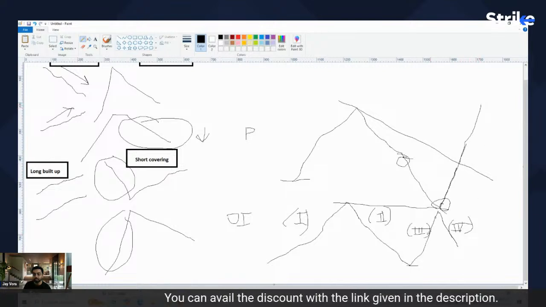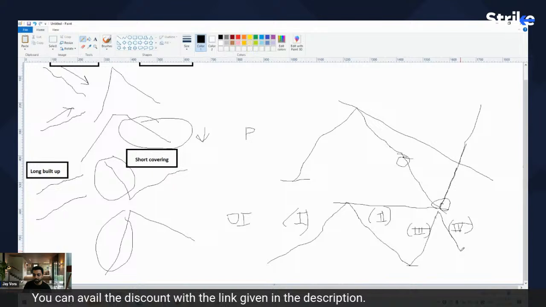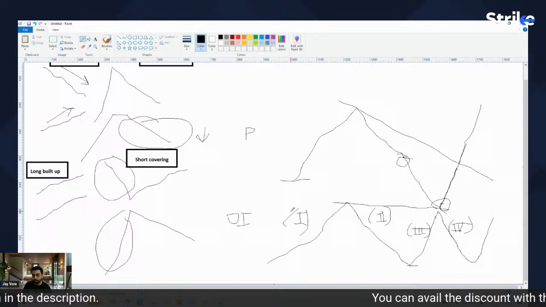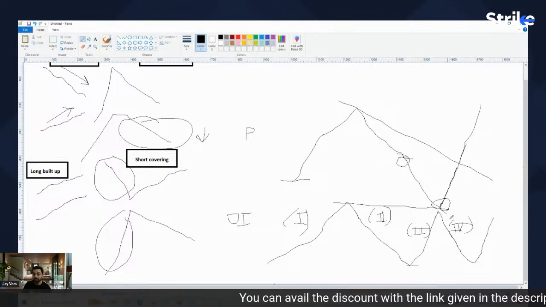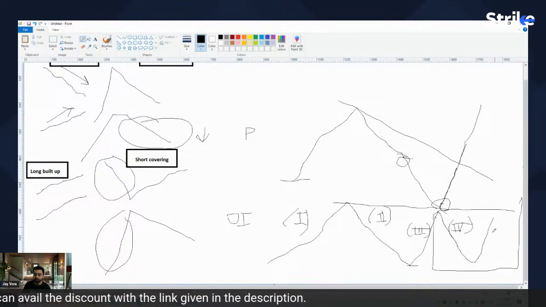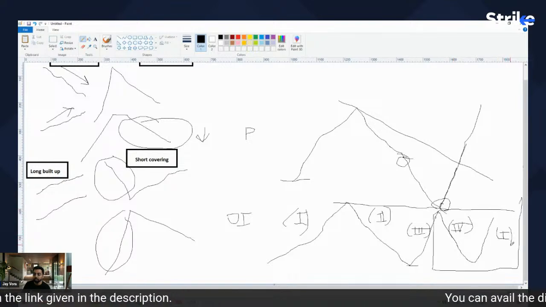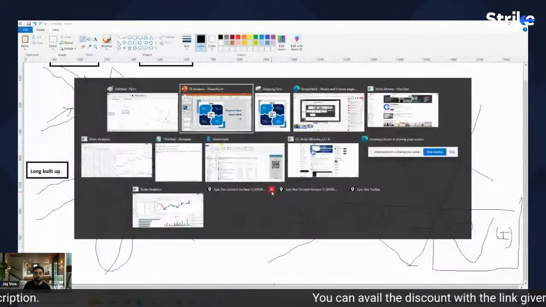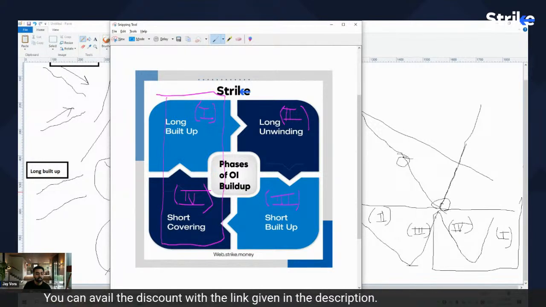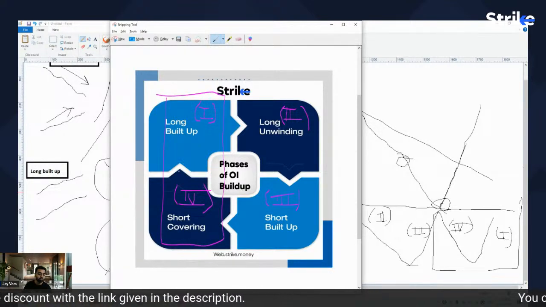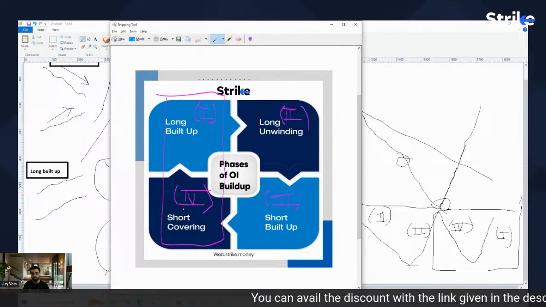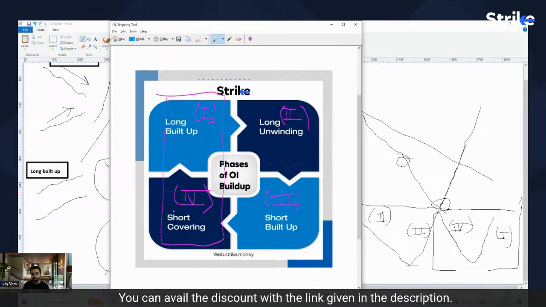Once it starts rising higher, phase 1 starts again. This unwinding, you will see again phase 1 starting, long build up. And if you catch the stock around this phase, phase 4 and phase 1, that is the point where you will make some serious money. The price action is very swift, because when shorts start covering, the short covering is very fast, and you will see a very good move there.